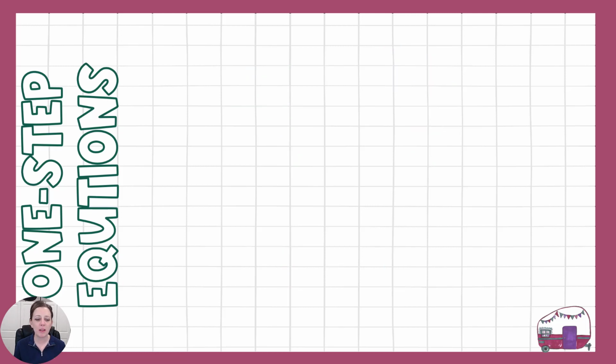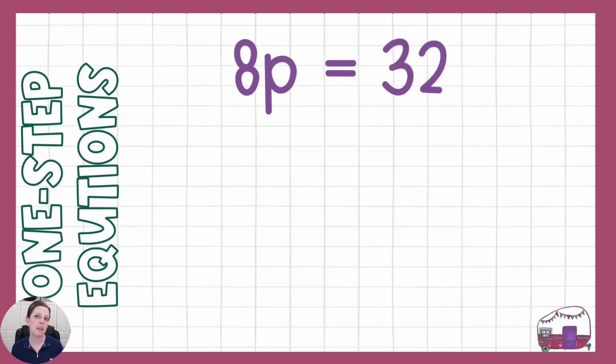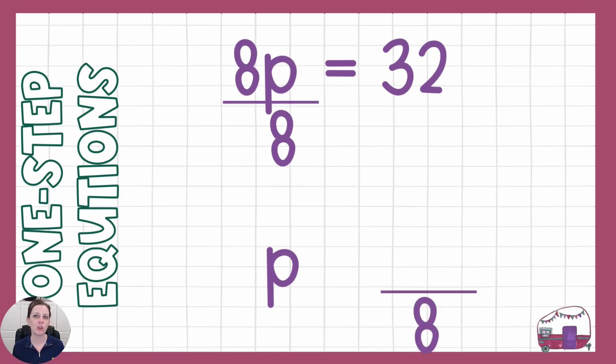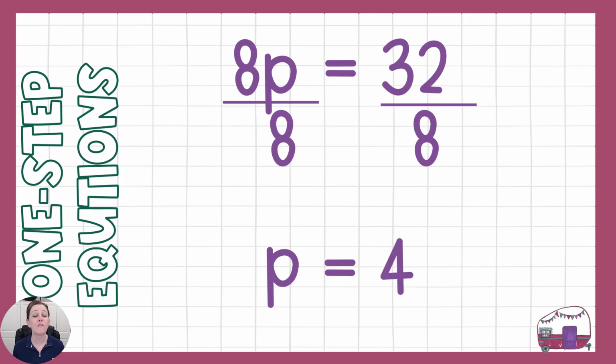And our last multiplication example here is 8p equals 32. 8 times something equals 32. We're going to undo that multiplication with some division. We're going to do the inverse, the opposite. 8 divided by 8 is 1p. We have to go to the other side of our equal sign and do the same to keep everything balanced. 32 divided by 8 is 4, so p is 4. I can plug that back in and try it. 8 times 4 is in fact 32.